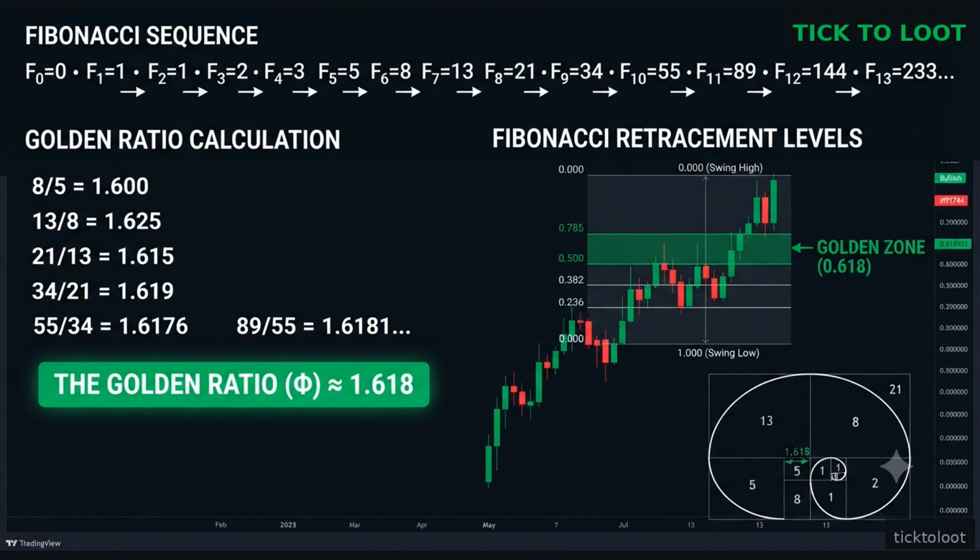The golden ratio, 1.618, is considered the most important Fibonacci level. This level is like the holy grail of Fibonacci trading, and it's where price often reverses or continues the trend. Think of it like a pivot point where the market decides what to do next.